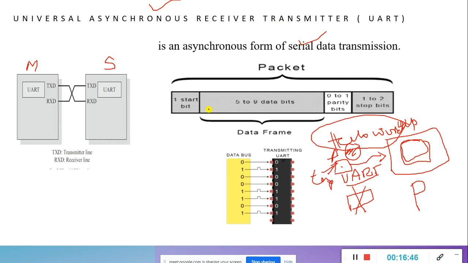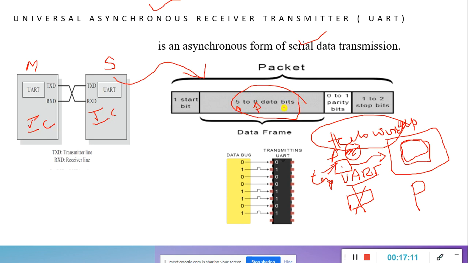Both are ICs. How does the IC look internally? It looks like this. It has packets where the data may be a minimum of 5 bits and up to a maximum of 9 bits, and this data will be transferred in the form of serial bits.